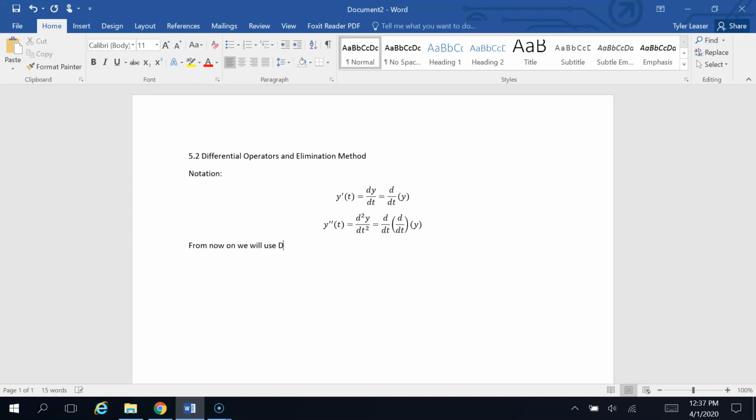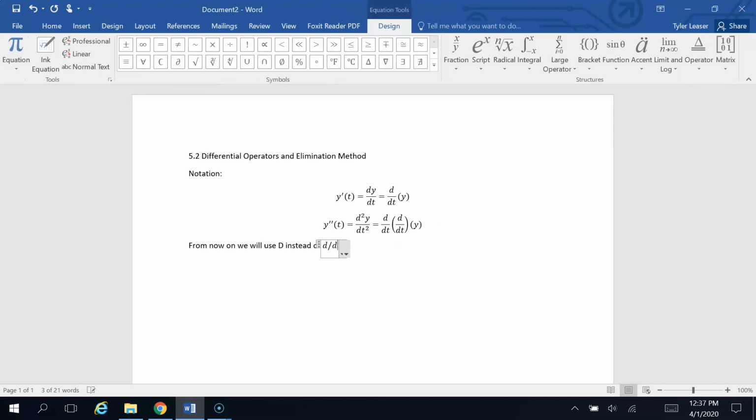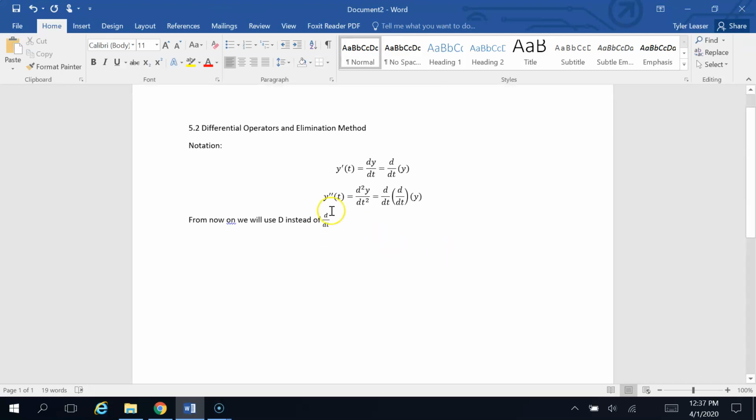We're just going to make this look a lot nicer for us from now on. We will use just a capital D instead of the regular way of writing out the derivative, d/dt. The reason we're doing that is it's going to make some calculations look a lot better.